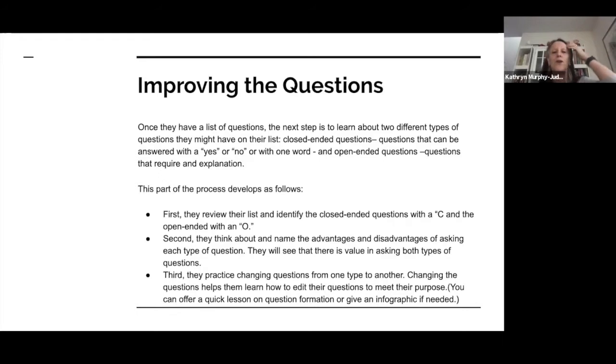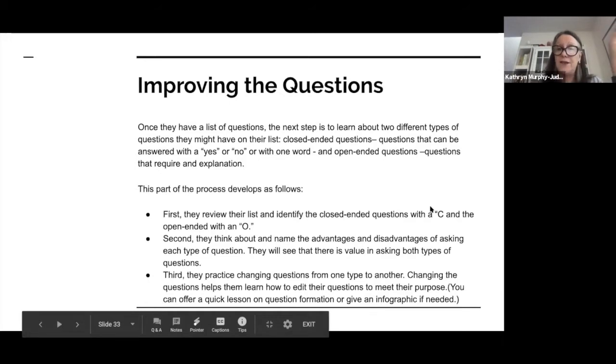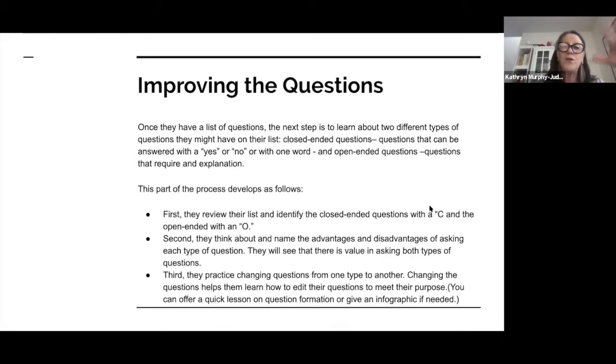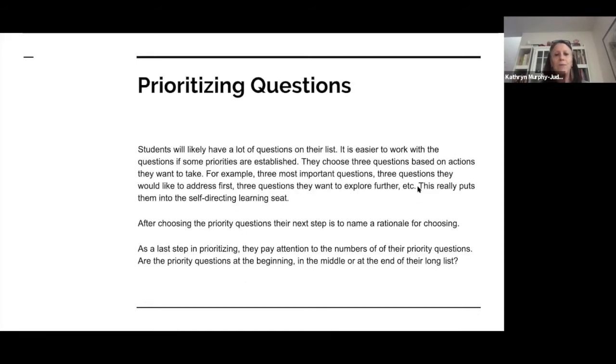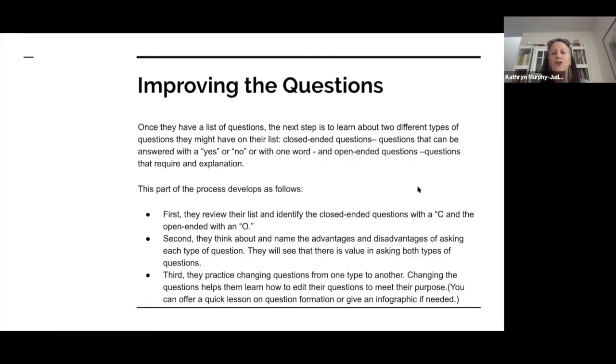So once they have this big, long list of questions, you ask them to look. There are two different kinds of questions. There are open questions, which are the ones that are going to require a lot of explanation, and closed, close-ended questions, that you can answer either with a yes or a no or with one word. So if it's a yes-no question, the answer is going to be yes or no. That's a closed one. And so then what you have the students do is go back through their big long list of questions and they start marking whether they're C for closed or O for open.